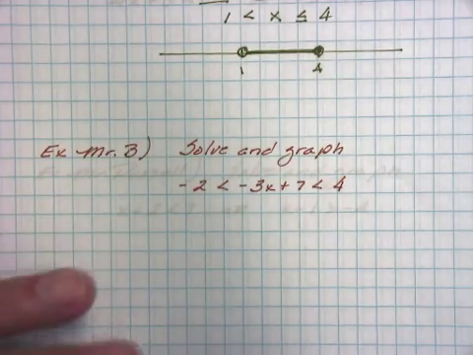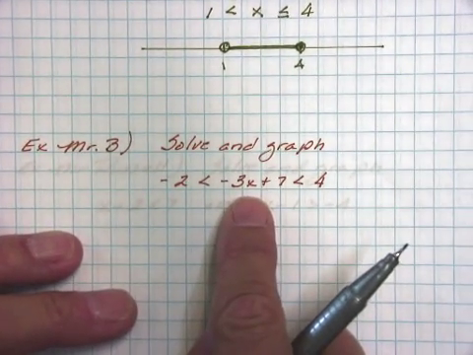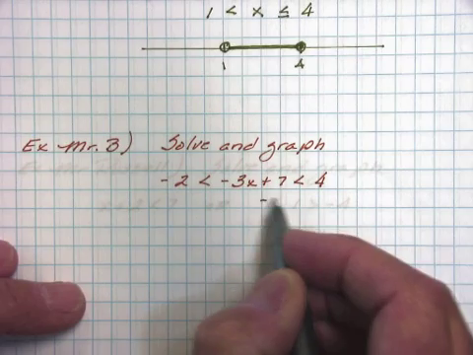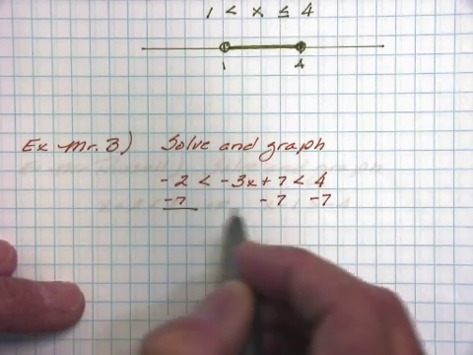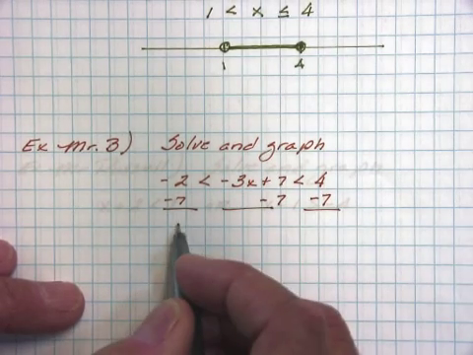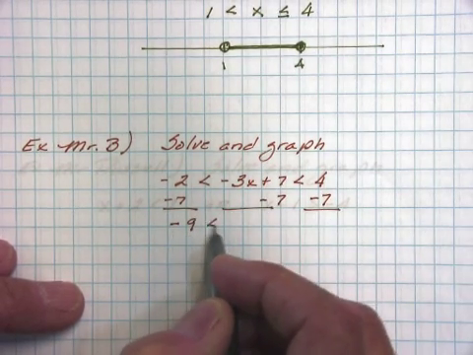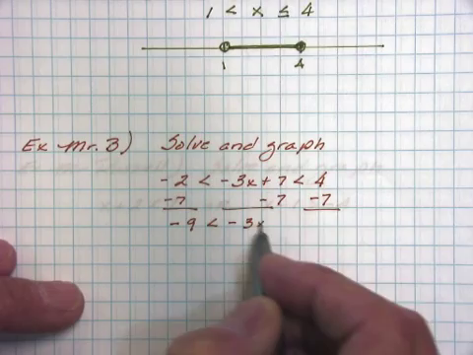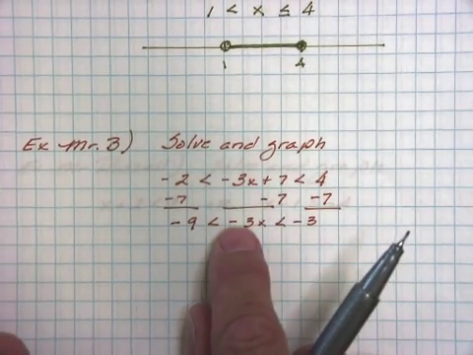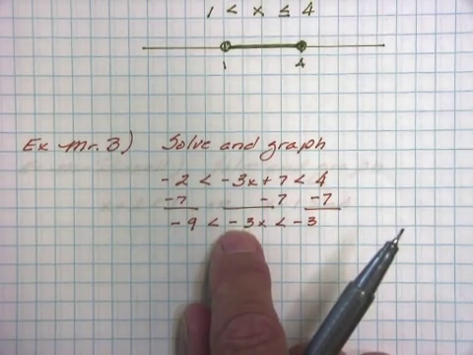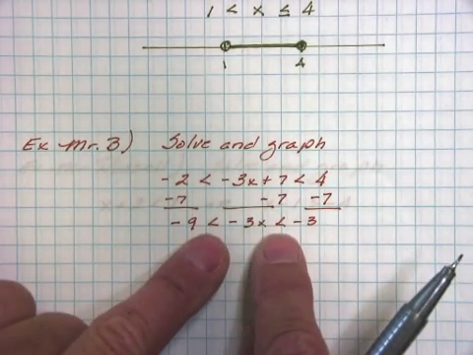Let's take a stab at another one. Okay, this is example Mr. B. So I want to isolate the x, so I'm going to subtract 7 from all three sides. And this becomes negative 9 is less than negative 3x is less than negative 3.